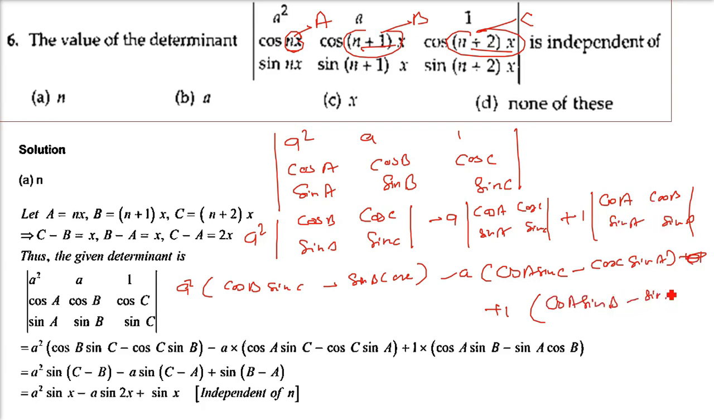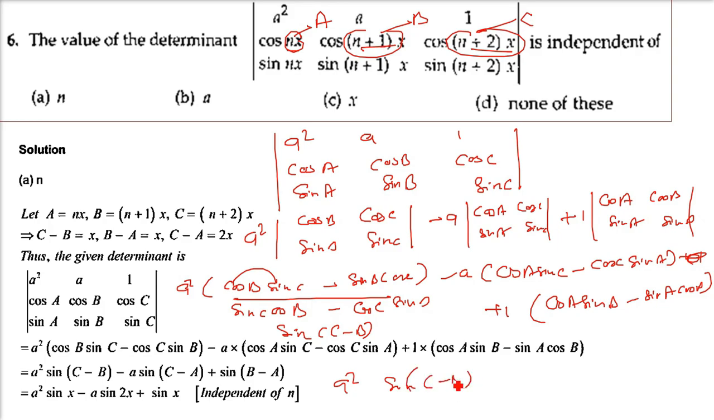Now we have an identity here. So this is cos B sin C minus cos C sin B. Just assume that it is like cos A sin B minus sin A cos B, so it is sin of A minus B. Please remember. Since we have B and C here, or C and B here, you can write it as sin of C minus B. So A square sin of C minus B. The second one will be minus A sin of C minus A. This is sin of C minus A plus sin of B minus A. So sin of B minus A.